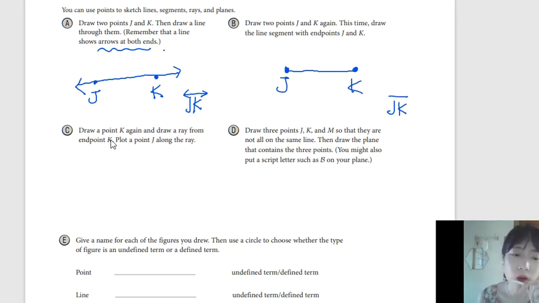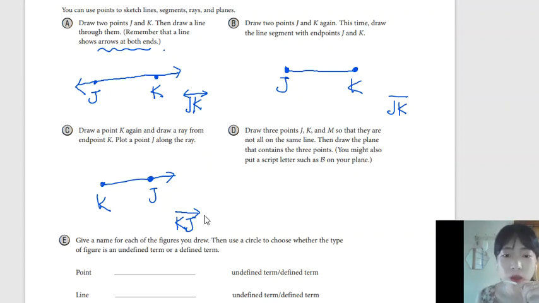Okay, C. Draw a point K again and draw a ray from endpoint K. Plot a point J along the ray. Draw a point K. Draw a ray from endpoint K. Plot a point J along the ray, so anywhere on the ray. Okay, so this is K and J, but K is the endpoint, so you have to make sure that the arrow is above J when you represent this.